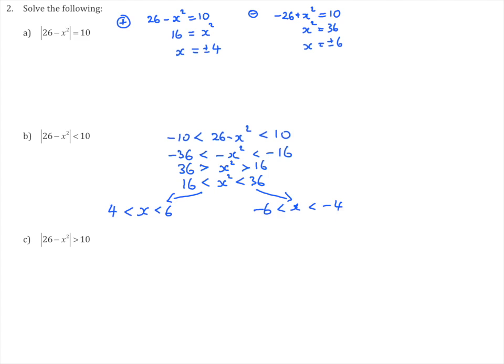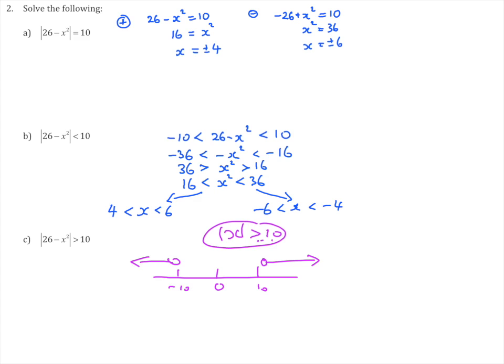Now, for our last case, if I talked about the absolute value of x being greater than 10, there's 0, there's 10, there's -10. That's talking about all the numbers that are more than 10 units away. So that's going to be out there and out there. So that's what I'm looking for in this case, values that are further away. So let's see how we can set this question up.